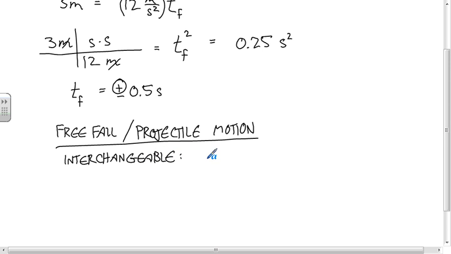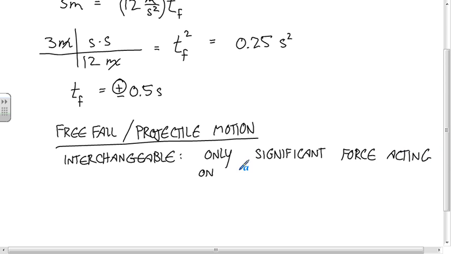And they mean that the only force, or I should say, the only significant force acting on an object is gravity.